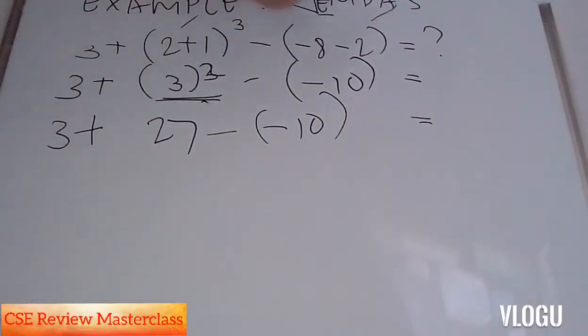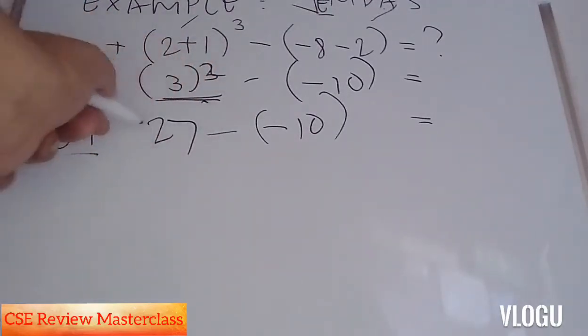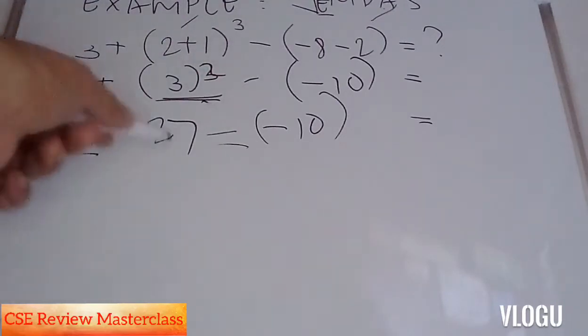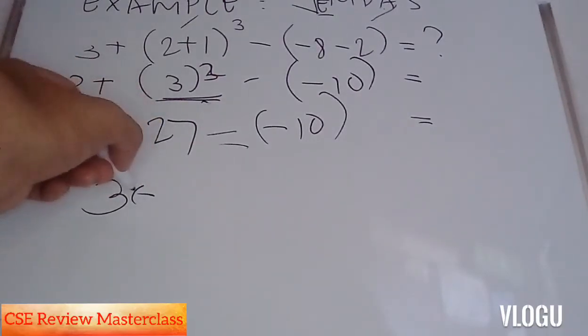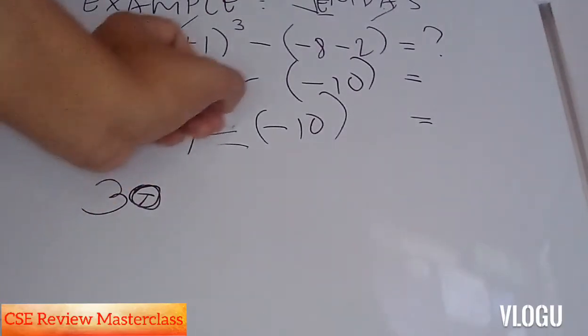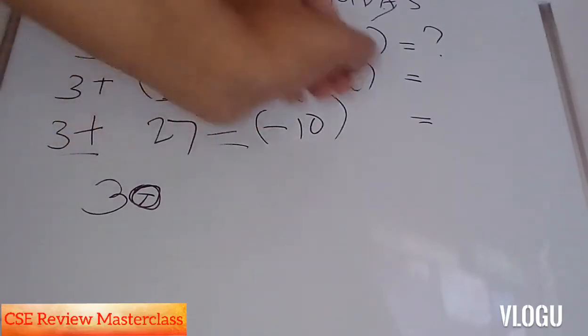So now we go to addition and subtraction. Whatever operation begins from left to right should be followed. So here the operation is addition followed by subtraction. So we should begin first with the addition. 3 plus 27 is equal to 30. So 30 minus negative 10.